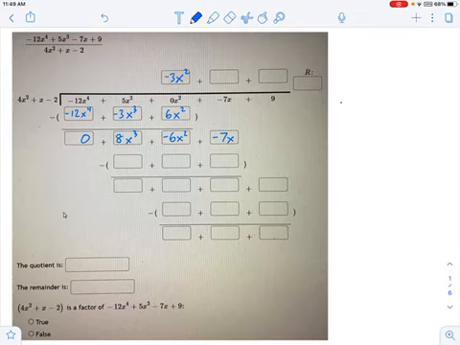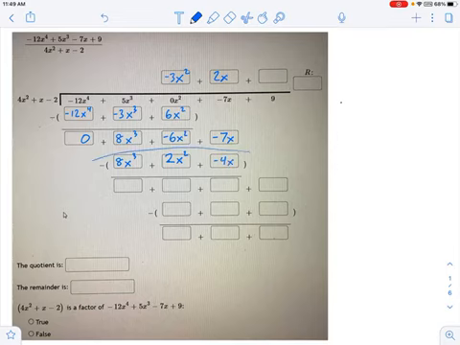Okay. Now we take this new row and divide it by 4x squared again. 8x cubed over 4x squared gives me 2x. And now I multiply 2x times that whole divisor. So 2x times 4x squared is going to be 8x cubed. 2x times x gives me 2x squared. And 2x times negative 2 is negative 4x.